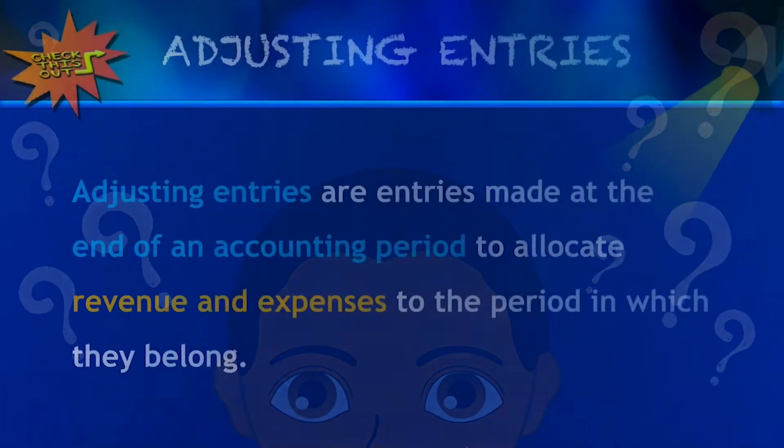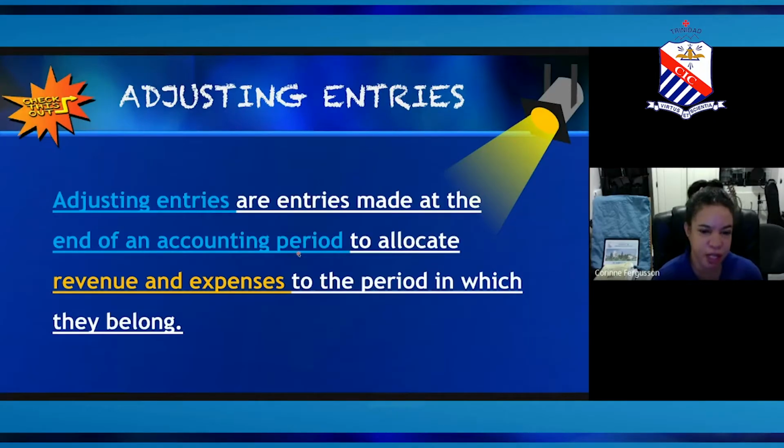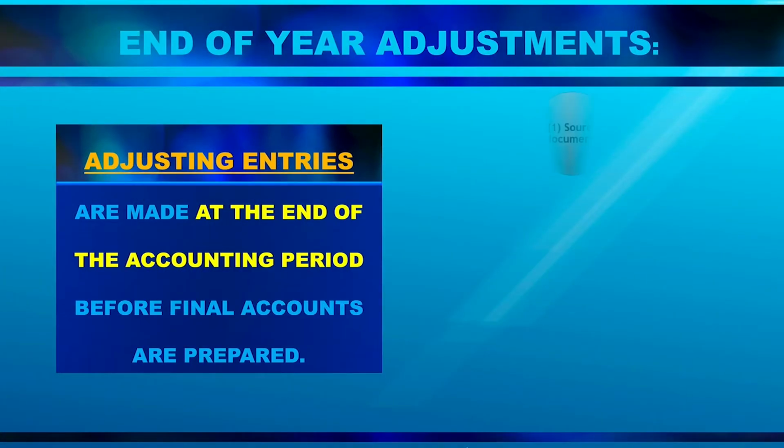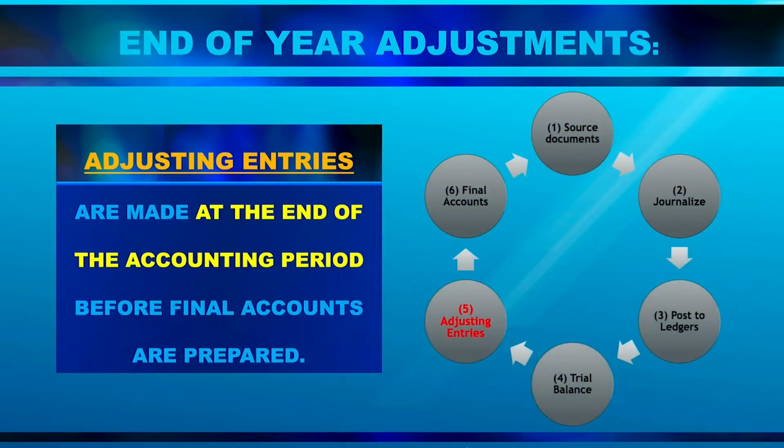So adjusting entries are entries made at the end of the accounting period to allocate revenue and expenses to the period in which they belong. That could still be a little confusing, but as we go on, hopefully it will become more clear to you. The emphasis in the accounting cycle is that it is made at the end of the accounting period.